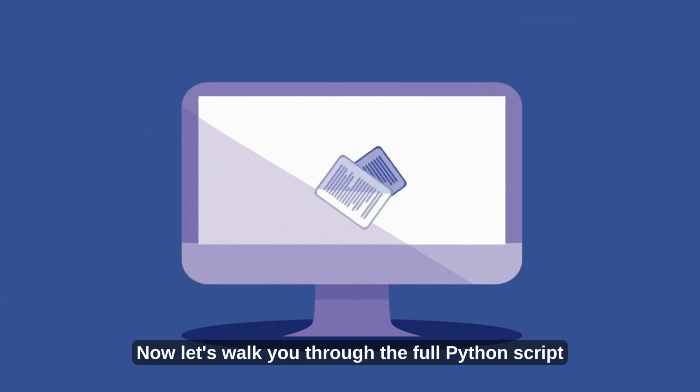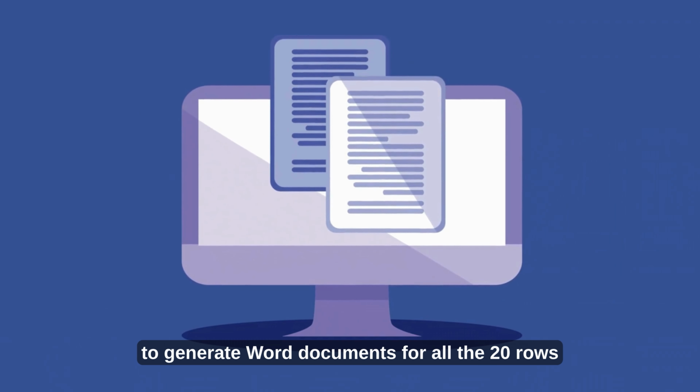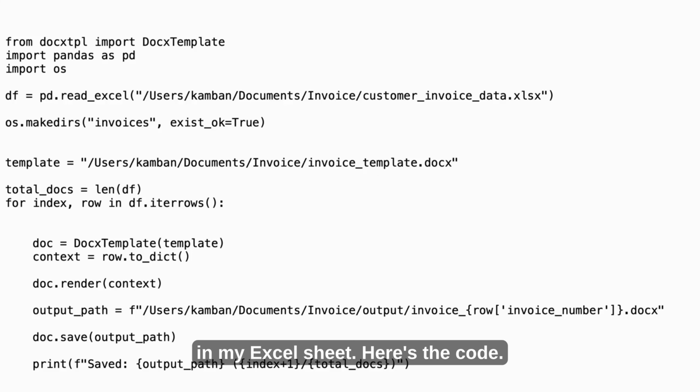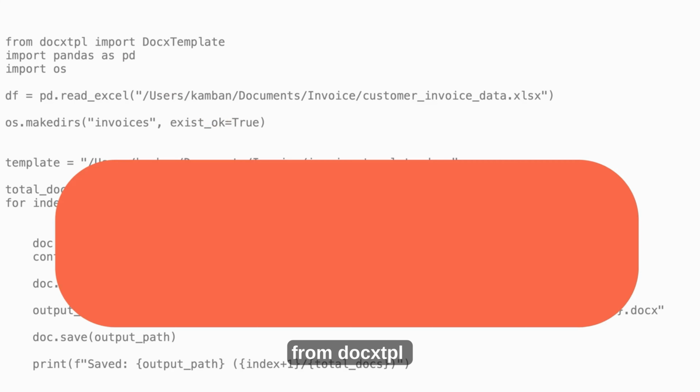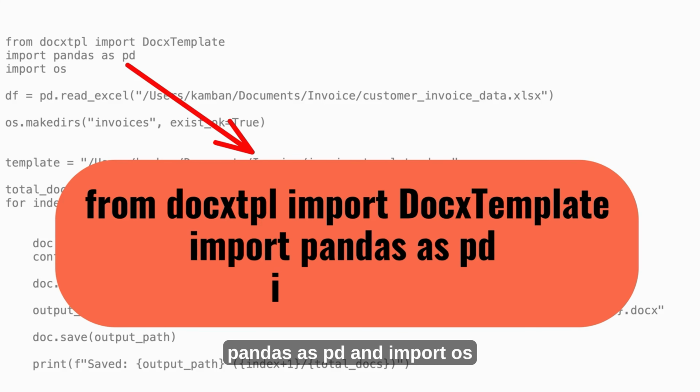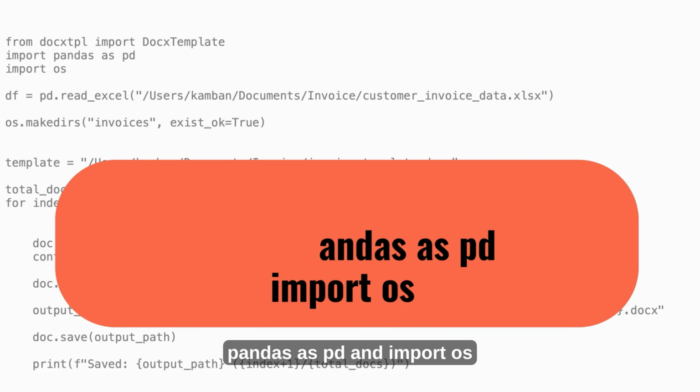Now let's walk you through the full Python script to generate Word documents for all the 20 rows in my Excel sheet. Here's the code. We start by importing the necessary libraries: from docxtpl import DocxTemplate, import pandas as pd, and import os.